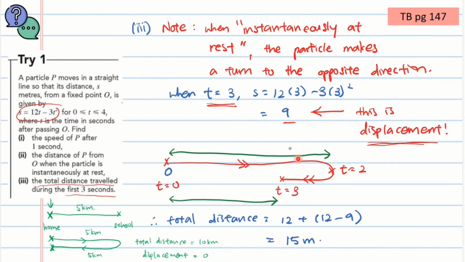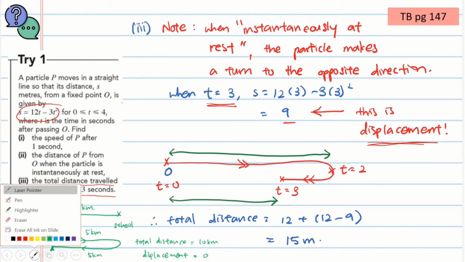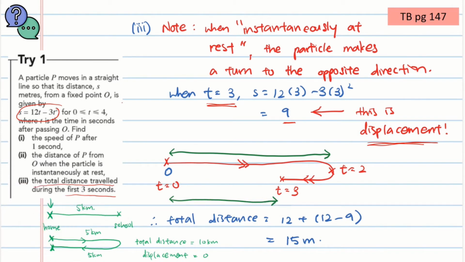So what does this s equals 9 actually mean? How does it come into my diagram over here? Take note that displacement is always the distance from the reference point itself. So this 9 is when time equals 3, and this is the location that we are at. That distance from O, which I've indicated with this green line, is my 9 meters.